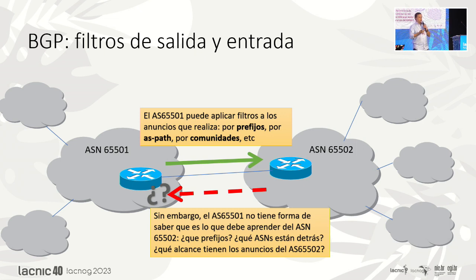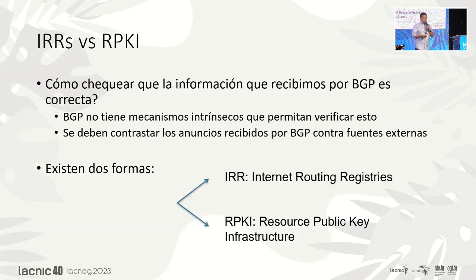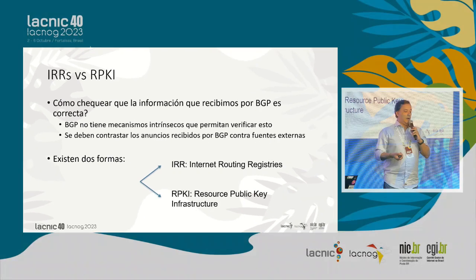So those are the things. And how do I find that out? Well, there are two ways. And this is where this comes in. How does 65501 know what 65502 wishes to announce? One is using IRR and the other is using RPKI. What are these? They are databases, external databases to BGP. BGP has no intrinsic mechanism for this type of information. So for that, they need to check this against external databases.